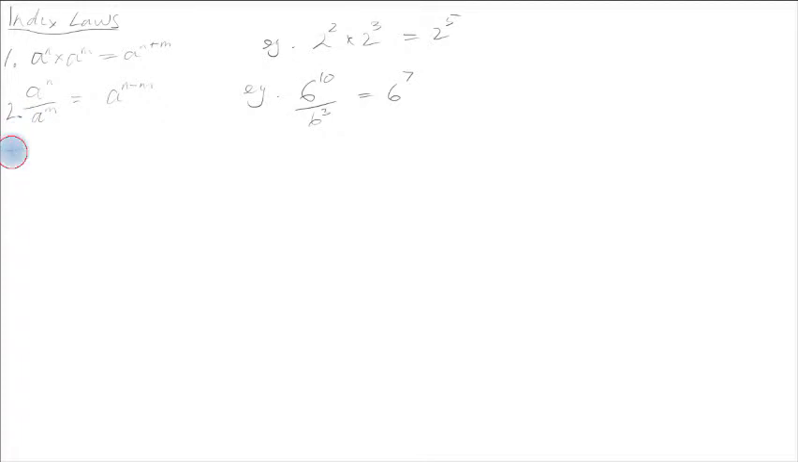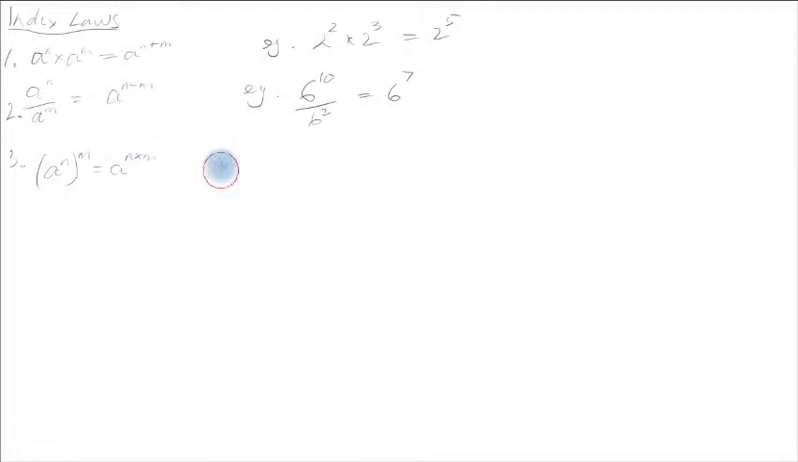Moving on to the third index law. Third one basically says if you've got a to the power n, and then you do all of that to the power of m, then you can just multiply the indices. So that equals a to the power n times m.